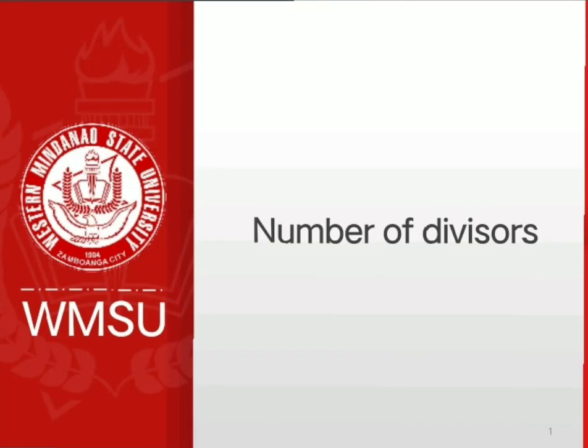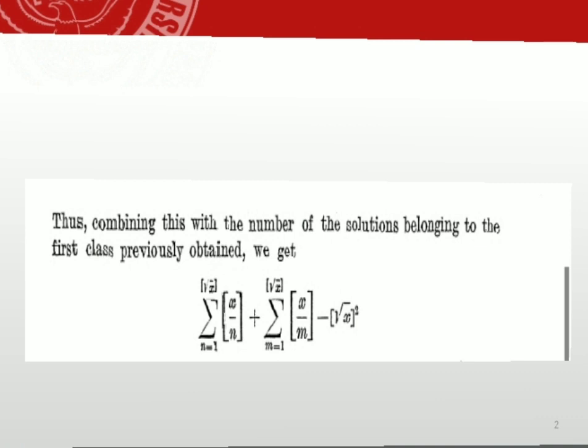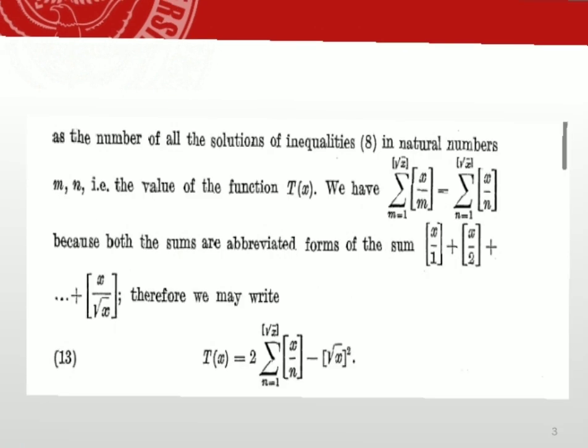number of divisors. Thus, combining this with the number of the solutions belonging to the first class previously obtained, we get the summation with the upper limit of square root of x with the lower limit of n equals 1 multiplied by x over n, plus the summation with the upper limit of square root of x with the lower limit of m equals 1 multiplied by x over m, minus the square root of x raised to 2.